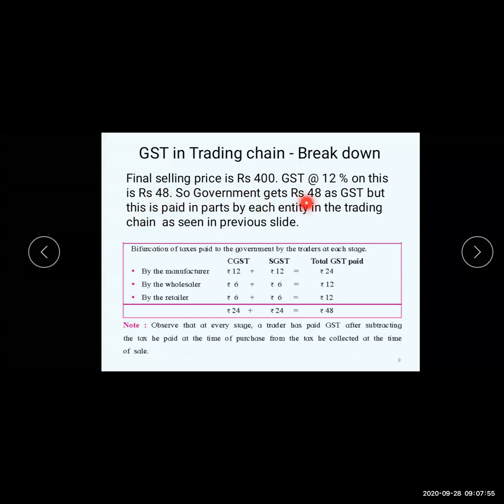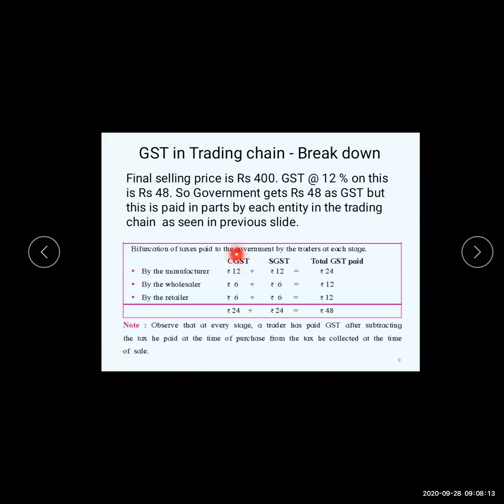So government gets rupees 48 as GST, but this is paid in parts by each entity in the trading chain, as seen in the previous slide. Now see here, the bifurcation of taxes paid to the government by the traders at each stage is given here: by the manufacturer, by the wholesaler, by the retailer.